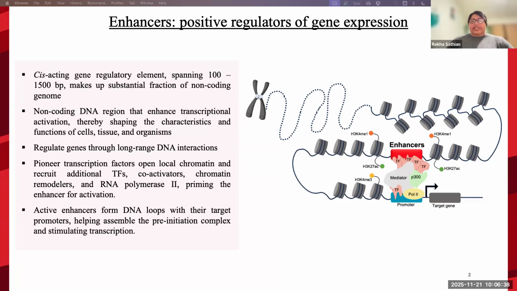Now, how does the regulation happen? For an enhancer to become active, pioneer transcription factors first bind to the DNA, then open up the local chromatin environment. This makes the region accessible for additional proteins such as transcription factors, co-activators, chromatin remodelers, and even RNA polymerase II. So together, these proteins prime the enhancer for activation. Once they are active, the enhancer loops over to its target promoter and helps assemble this protein complex, which is also known as the pre-initiation complex, which ultimately increases the transcription of the gene.